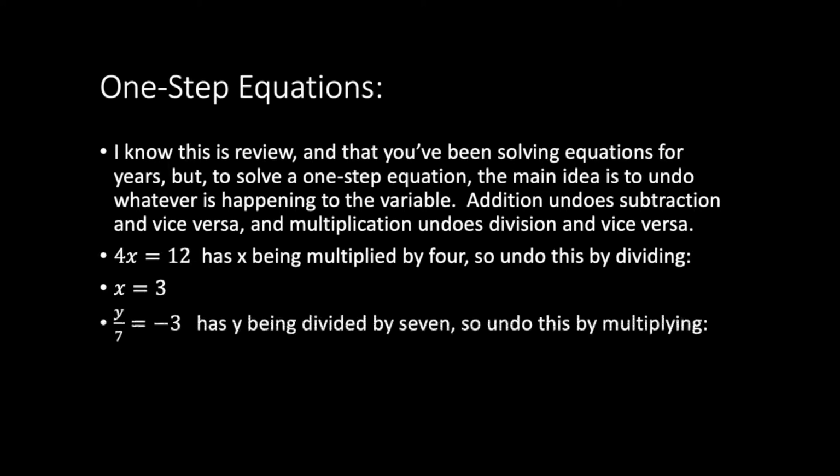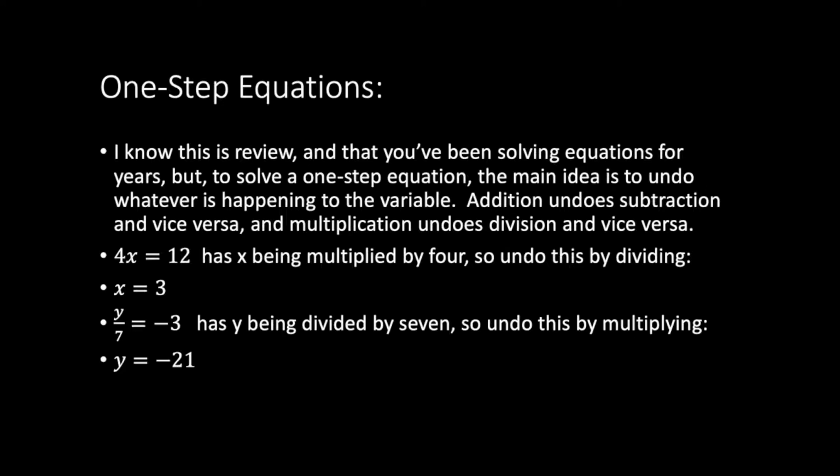Now, when it shows up like this, in this particular equation, y divided by 7 equal to negative 3, it tends to baffle students sometimes. In this case, we have y being divided by 7, so you would need to undo this by multiplying both sides by 7. Now, when you multiply the left-hand side, you're multiplying it as a fraction, so it's 7 over 1 times y, which would give you 7y divided by 7, which, just like before, is just 1y. On the right-hand side, when you multiply by 7, it turns into negative 21.